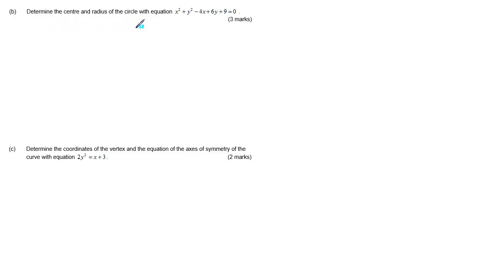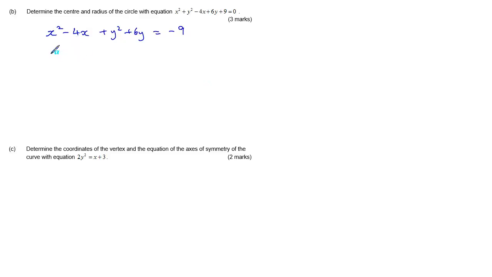Determine the centre and radius of the circle with this equation. Now rewrite it slightly to start with. So we have x² - 4x + y² + 6y, and I'm just going to put the 9 on the other side.